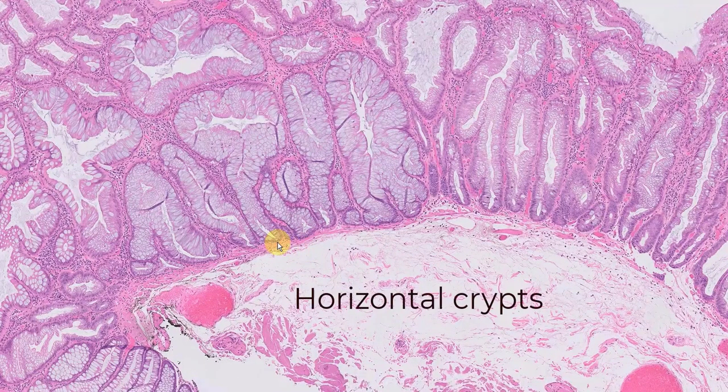Criteria number three is crypts that instead of going straight down, start deviating and running parallel to the muscularis mucosae. Now, this crypt is trying to do that. When it happens in the most overt form, what you will see is boot-shaped crypts. So here's a boot. It's a very tiny boot. It's a fetal boot, but it's a boot nevertheless. So that abnormal growth pattern running parallel to the muscularis mucosae is a feature of a sessile serrated lesion.